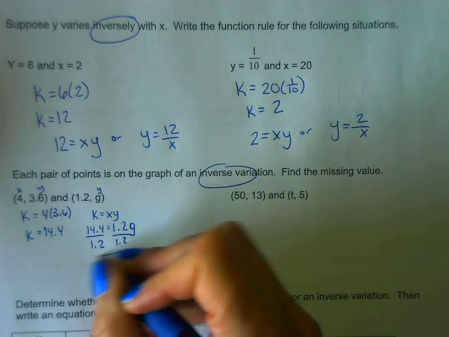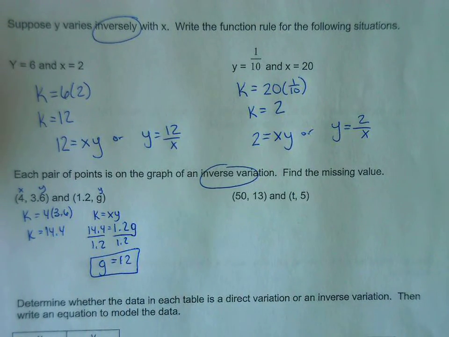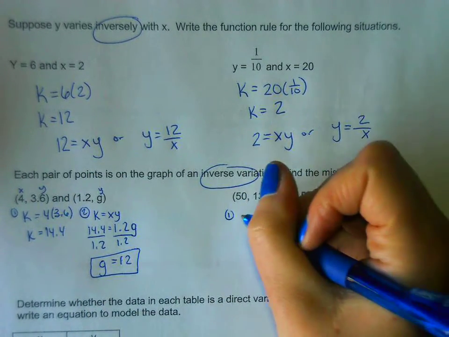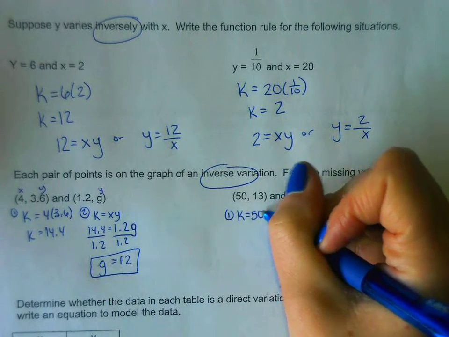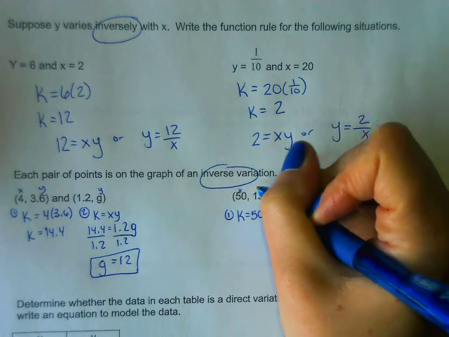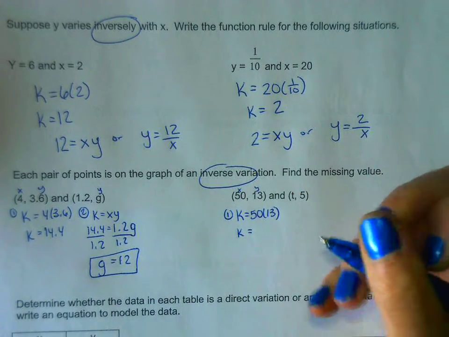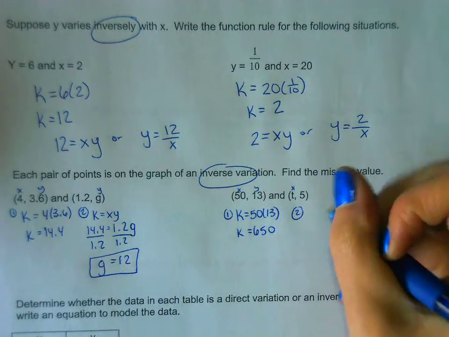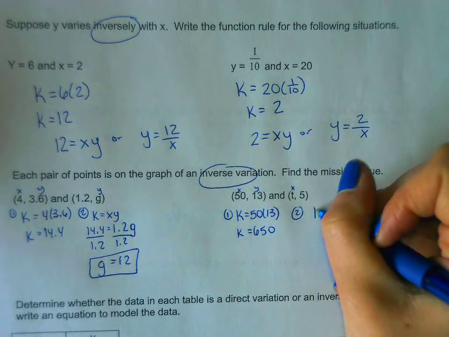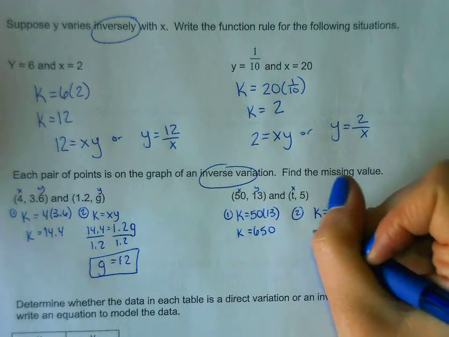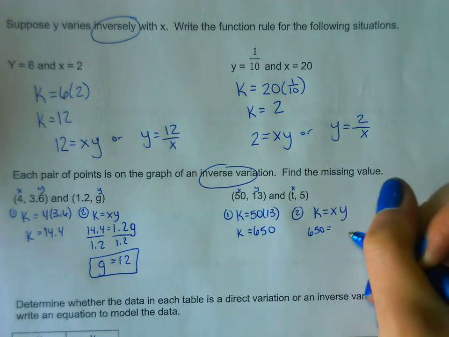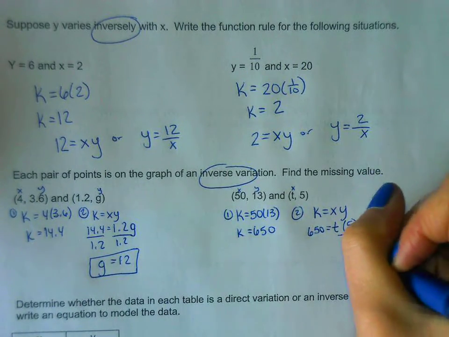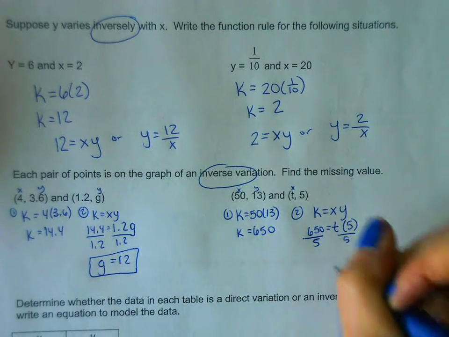So this is like our step 1, this is our step 2. So step 1, to find my constant, I take my x and multiply it by my y. So my constant is 650. So in step 2, I'm trying to find my x value, which is t. So I have my constant will equal my x times my y. My constant is 650. My x value I don't know, which is my t, and my y value is a 5. So divide both sides by 5. So that means t equals 130.